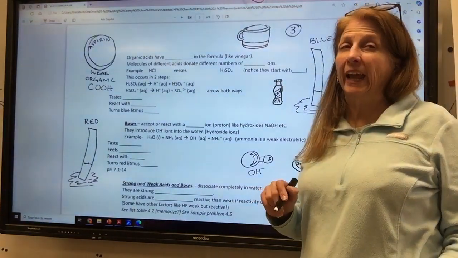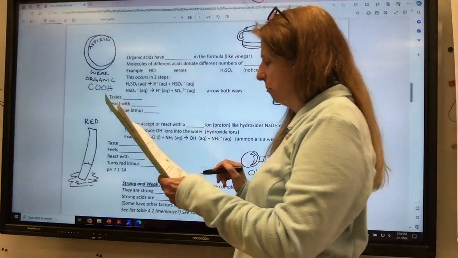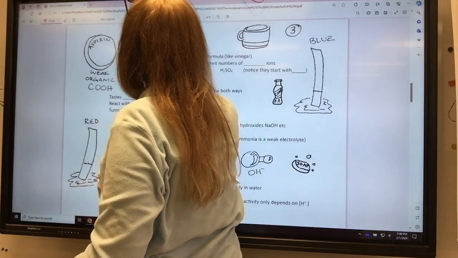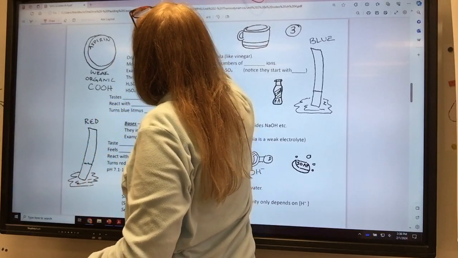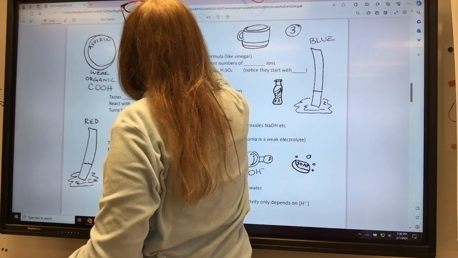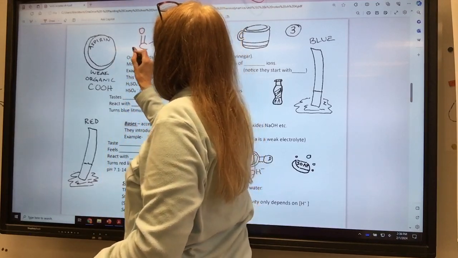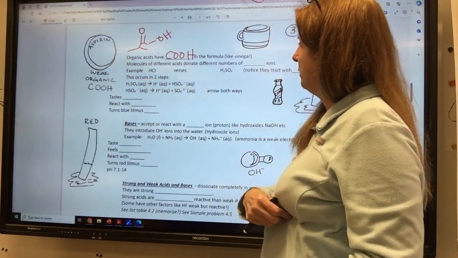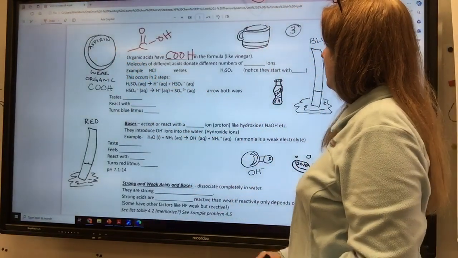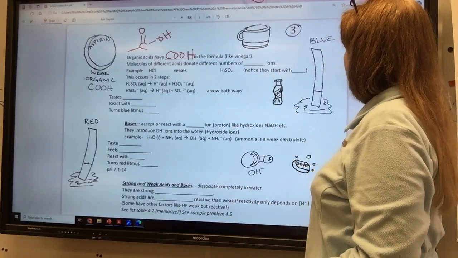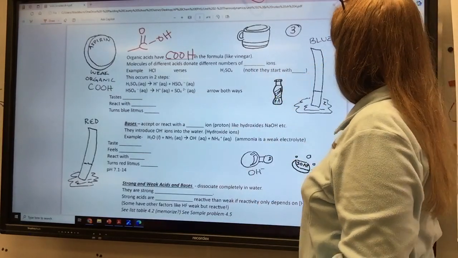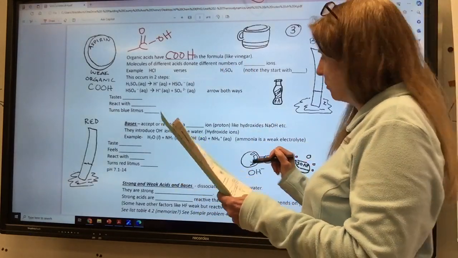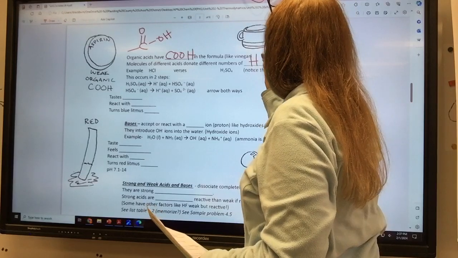Okay, so there are organic acids, meaning they have carbon in them, and they always have COOH in their formula. Organic acids have a carbon double bonded to an oxygen, single bonded to an OH, and then it can be bonded to something else. Organic acids like aspirin and vinegar have this in them. Coffee is also an acid.